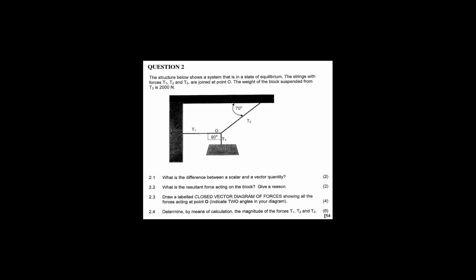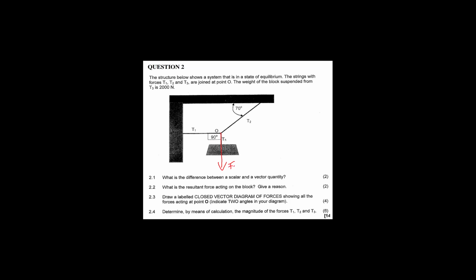the state of equilibrium. When forces are at equilibrium, we are saying the net force acting on the object is 0. So the forces cancel out each other. Therefore, the strings T1, T2, and T3 are joined at point O. The weight of the block suspended from T3 is 2000. So we have the weight. This is the weight going down. Weight always points downwards. So it's our T3.